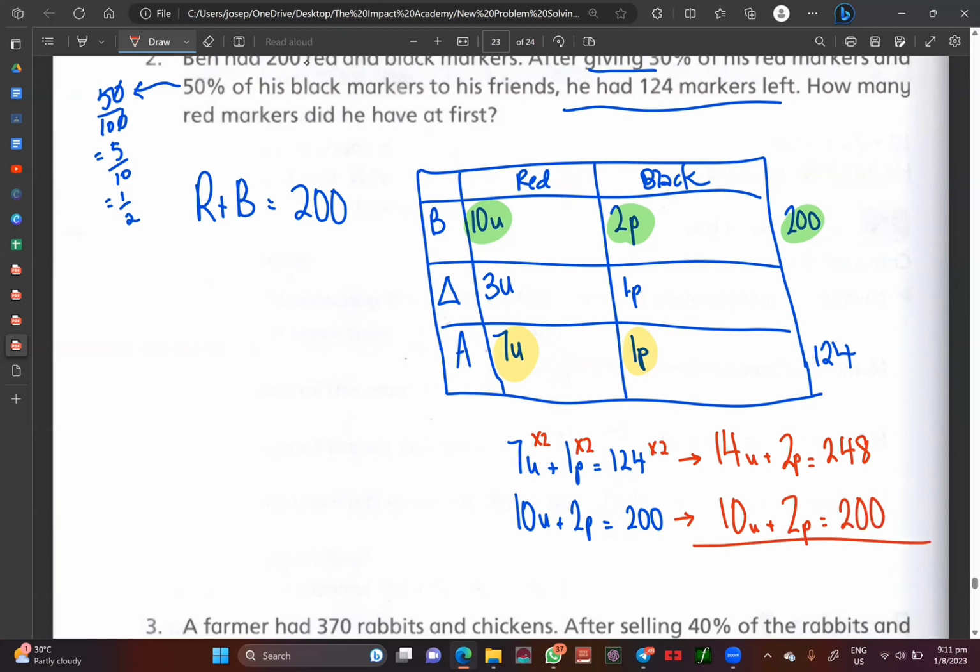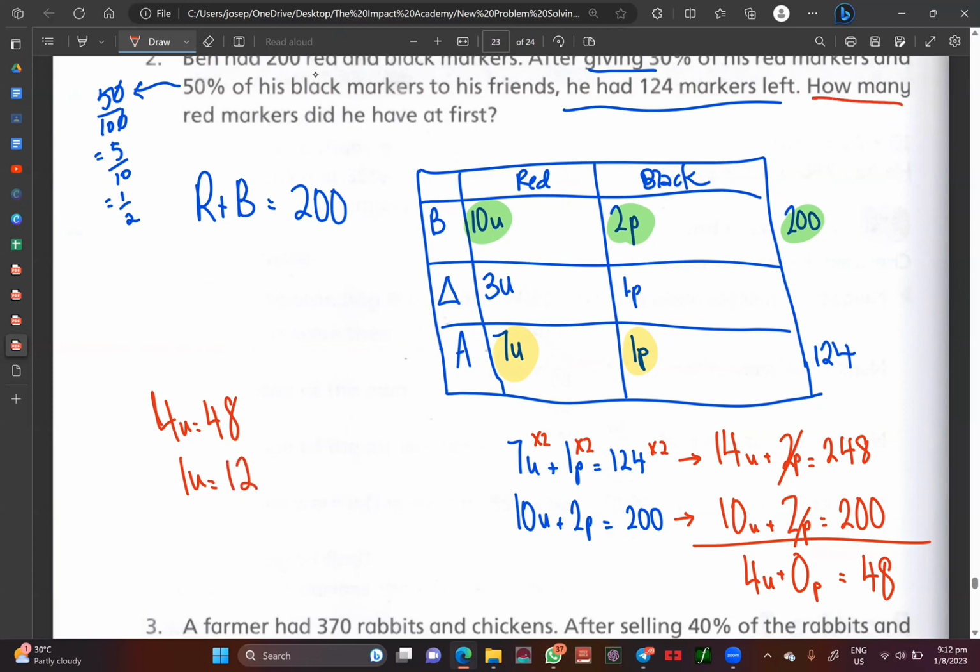Once you have this, you can minus them, right? Because 2 parts and 2 parts, that becomes 0 parts. 14u minus 10u, that becomes 4u is equal to 248 minus 200. That gives me 48. So we can write over here that 4 units is equal to 48. 1 unit, that gives me 48 divided by 4, and we get 12.